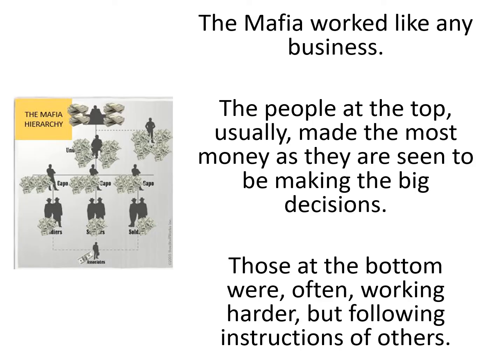The mafia generally worked like any business did. So this means that the people at the top usually made the most money, as they were seen to be making all of the big decisions, so that was justified, and the ones at the bottom were often working harder, following the instructions or orders of other people, and doing most of the legwork. So it was very much a business. When they refer to it as a business, that is the way that it was organised. Organised crime for these people at this point in the US was a business.